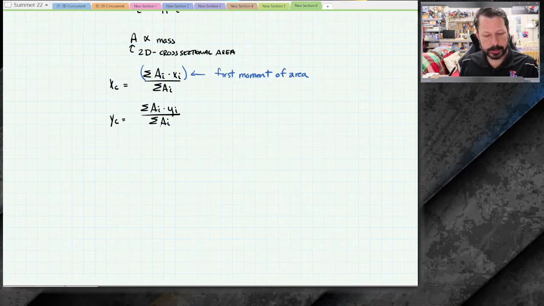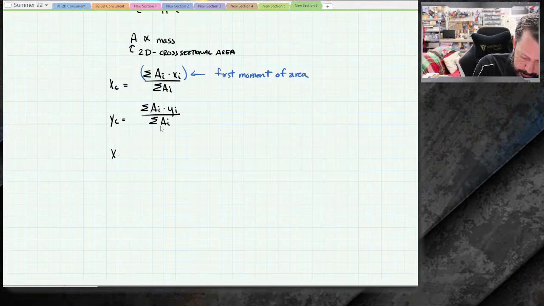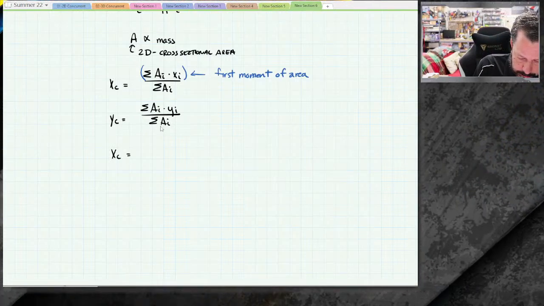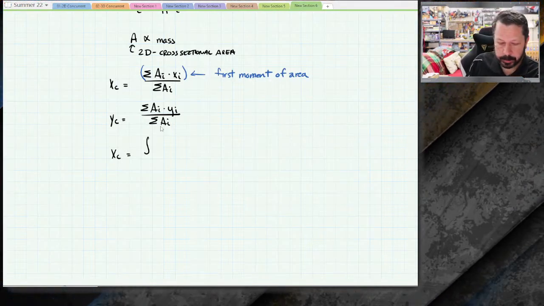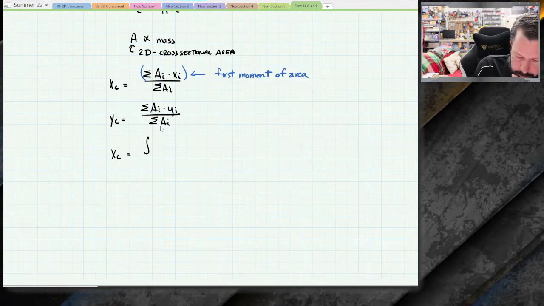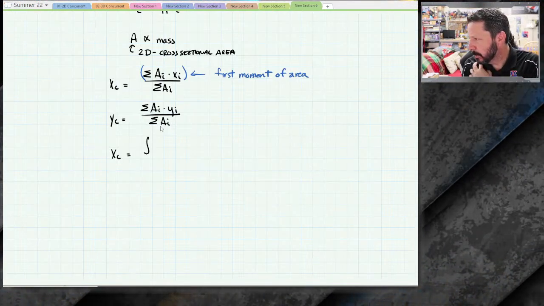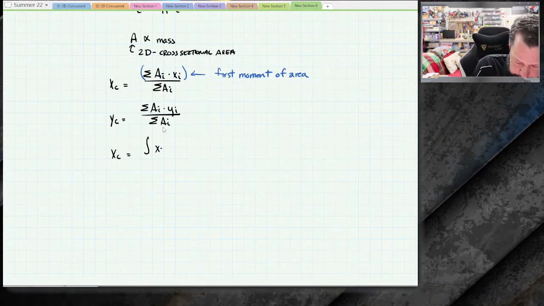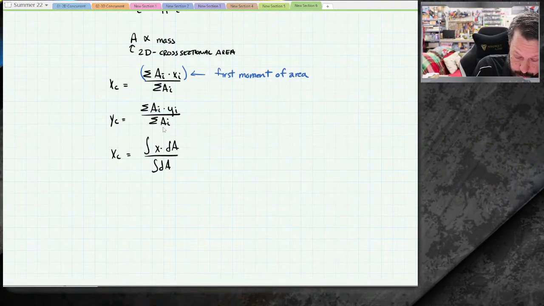We're going to generalize these a little bit further and say that, well, if I can do a summation, then I could do an integral. So x sub c would be the integral of x dA over the integral of dA, which is just the total area.